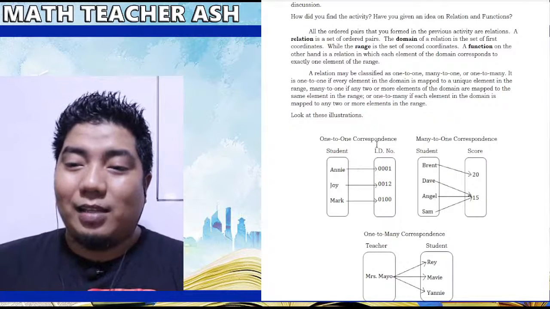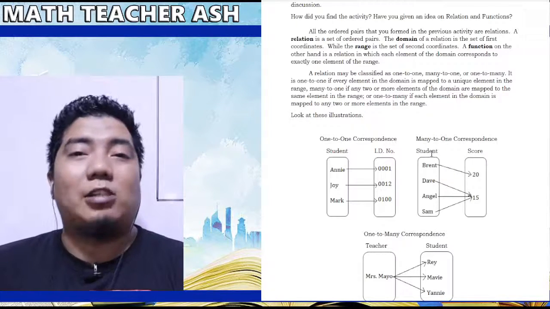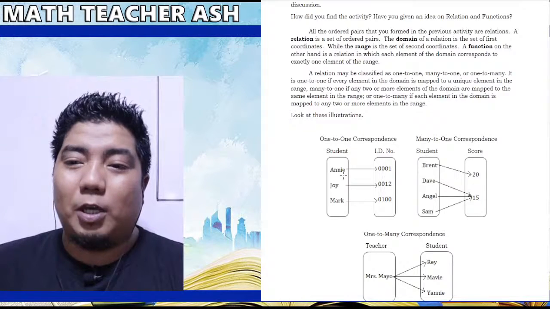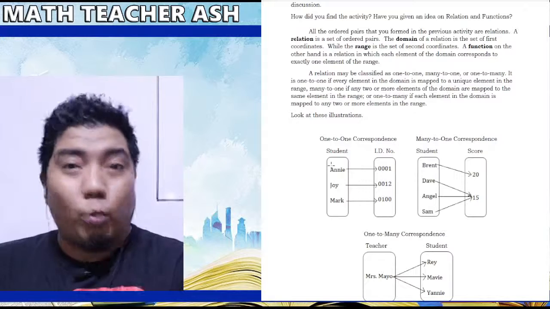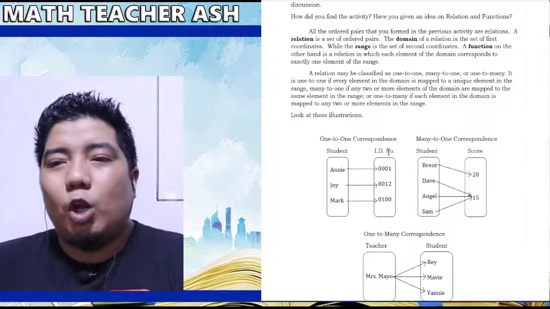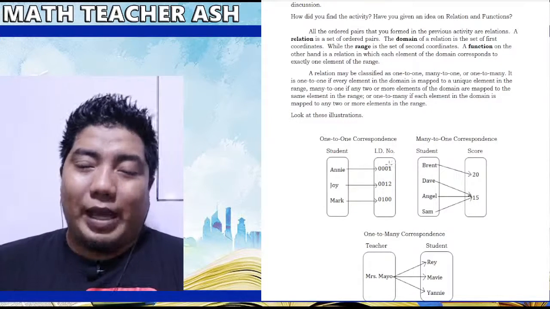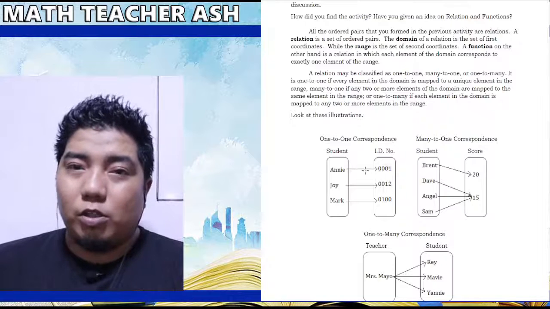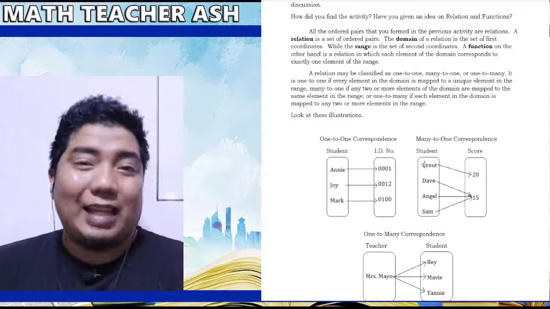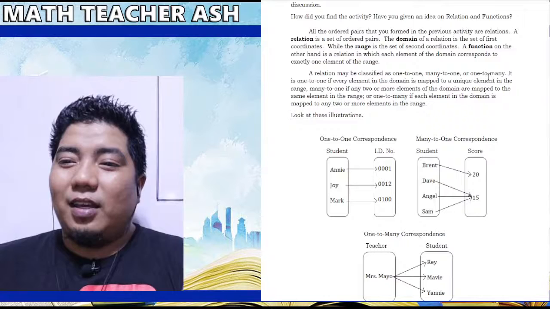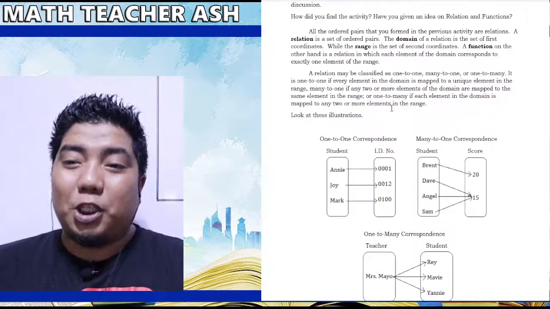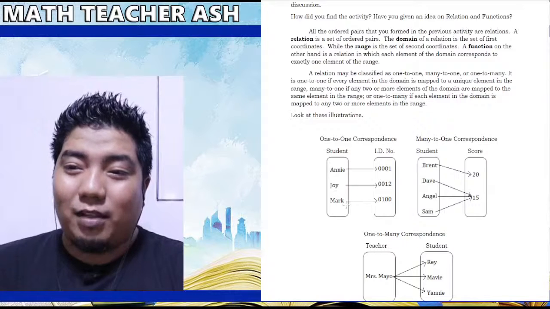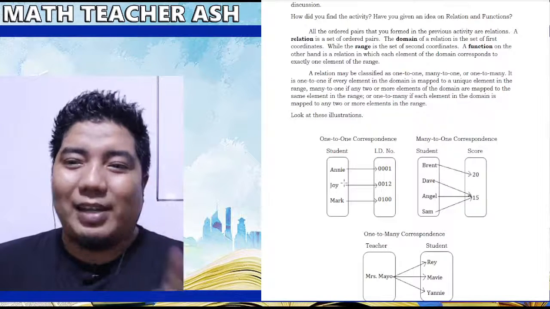So technically, this is one-to-one correspondence. This is a function because there is only one student corresponding to or related to one ID number, and that is one-to-one correspondence. So therefore, it satisfies the definition sa function, which is a relation in which each element of the domain, itong student, corresponds to exactly one element in the range.